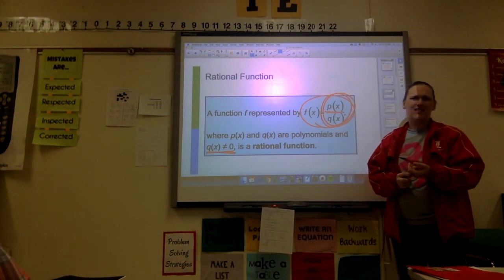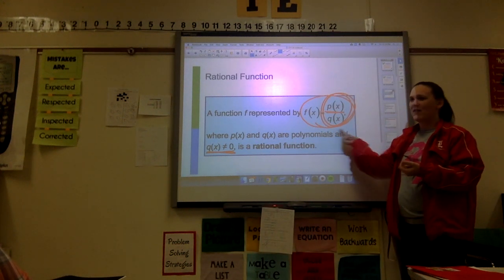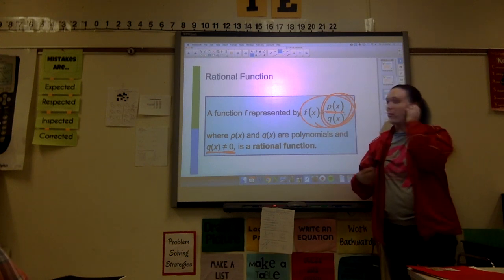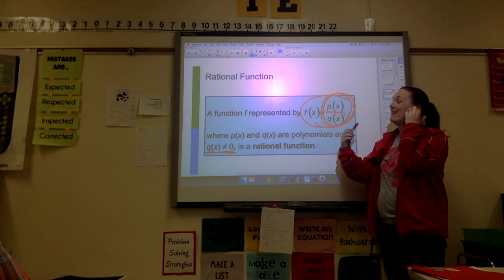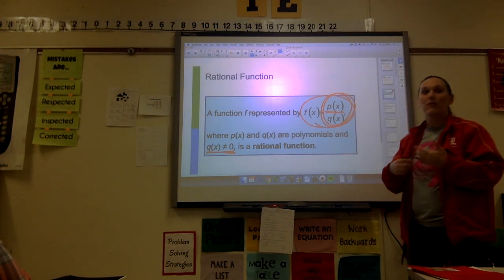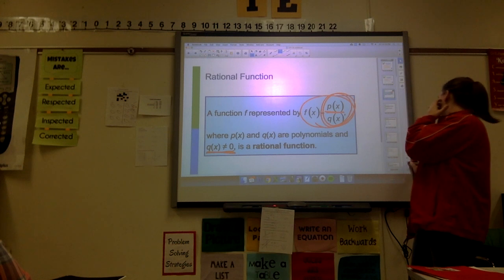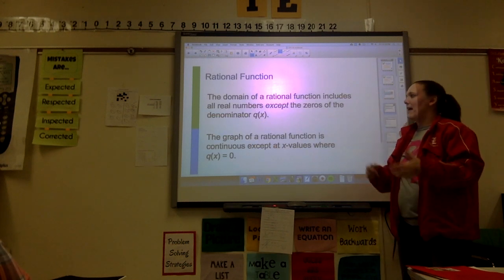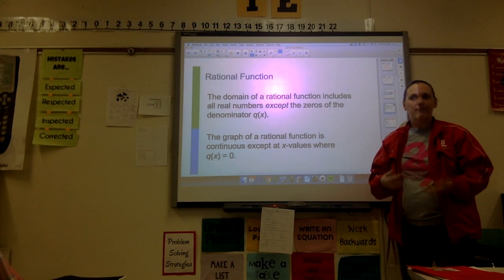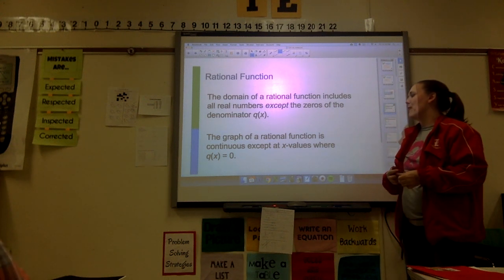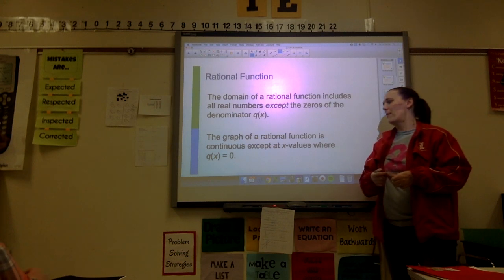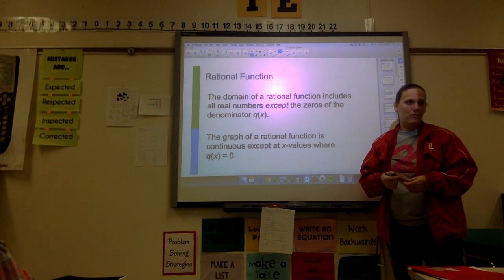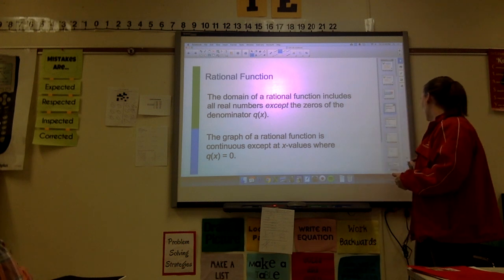Why? We should not have the denominator equal 0 because we cannot divide by 0. Okay, so we have to look at when does the denominator equal 0 because that's not a possibility. That's not going to be part of our domain. The domain of a rational function includes all real numbers except where the denominator equals 0. Makes sense. The rational function is continuous. You can draw without picking up your pencil at everything except where that denominator equals 0. So that denominator 0 is a big deal for us.